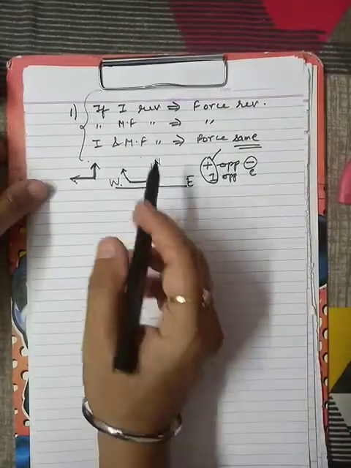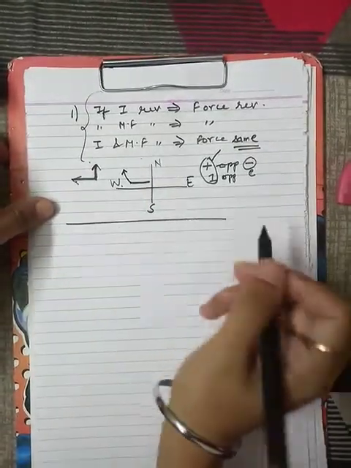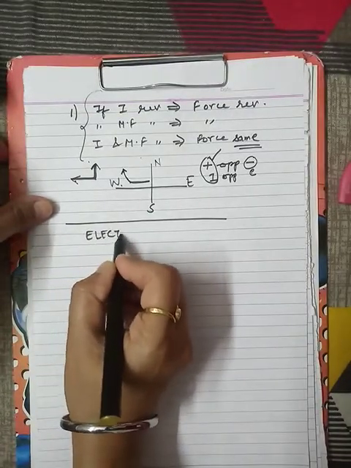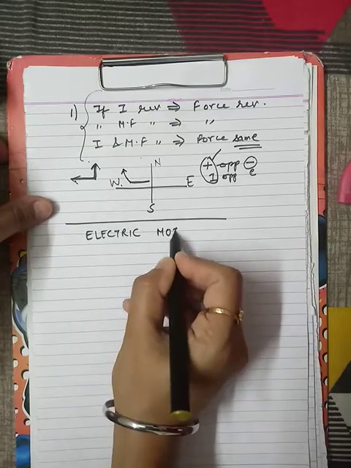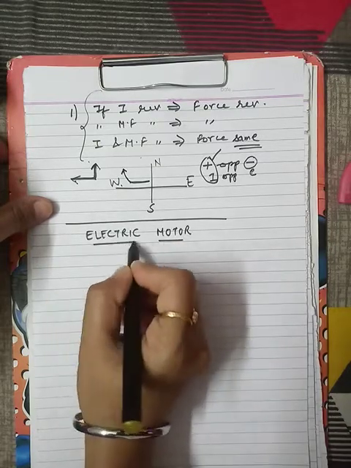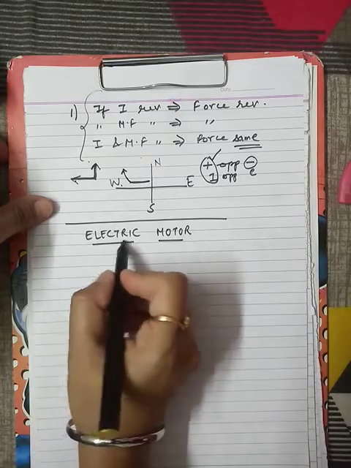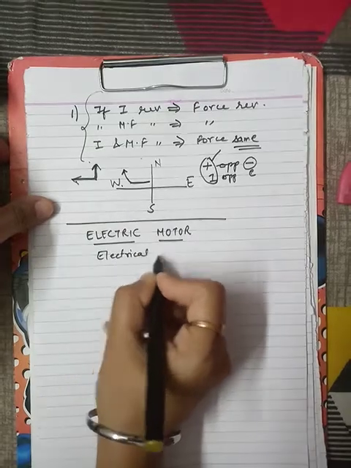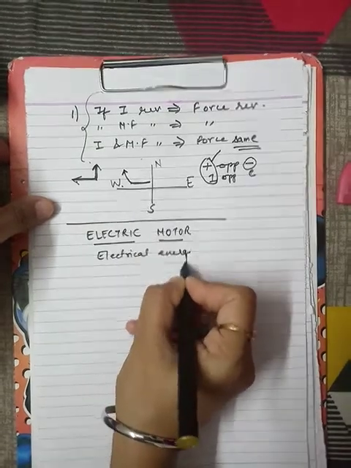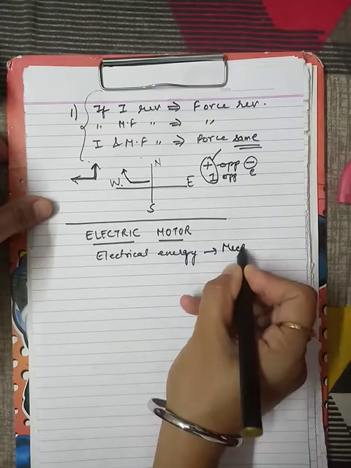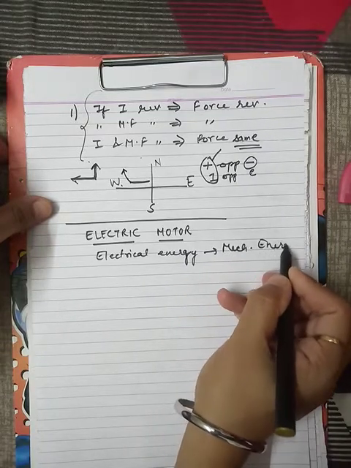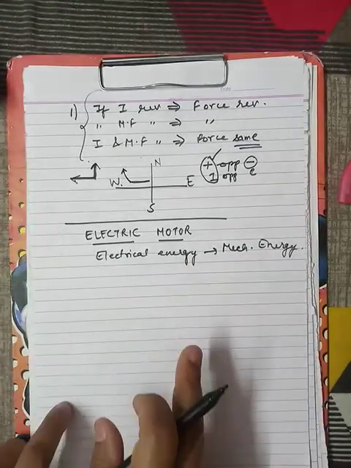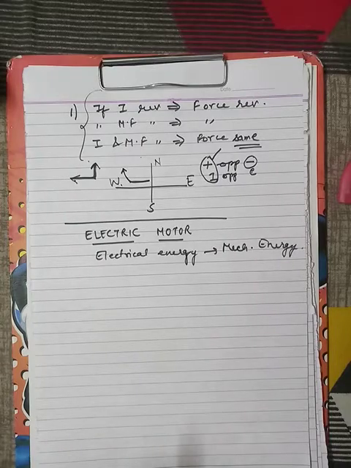Now our next topic based on this concept, force on a current carrying conductor, is the electric motor. That is a very, very important device. This device is changing electrical energy into mechanical energy. So if we want to define this device, then we will define it in this manner. And what is the principle of this electric motor?